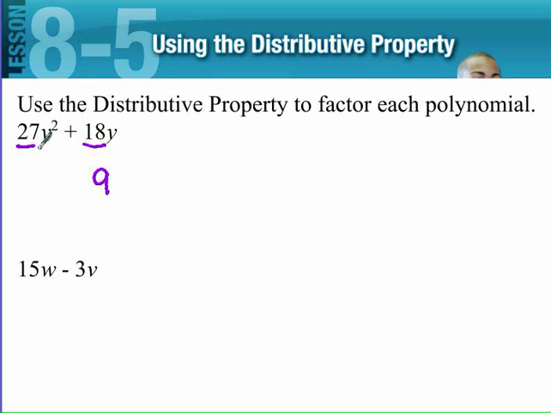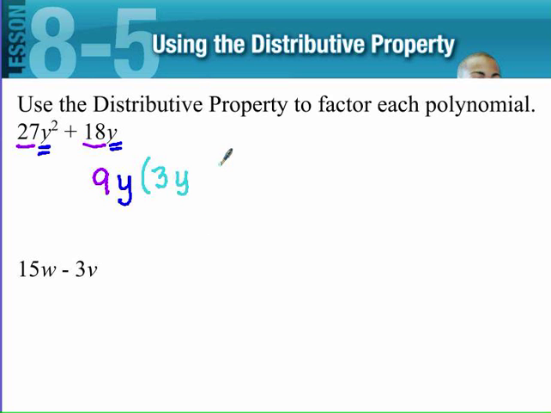Now what I'm going to do is I'm going to look at the variables. So I have a y squared and a y. If you notice, I have a y in common, just one in common. So now I'm going to put some parentheses, and I'm going to think to myself, what times 9 gives me 27? 3. Now notice here I've taken one y out, but in my first term there's actually a y squared. So that means I need to add a y right here.